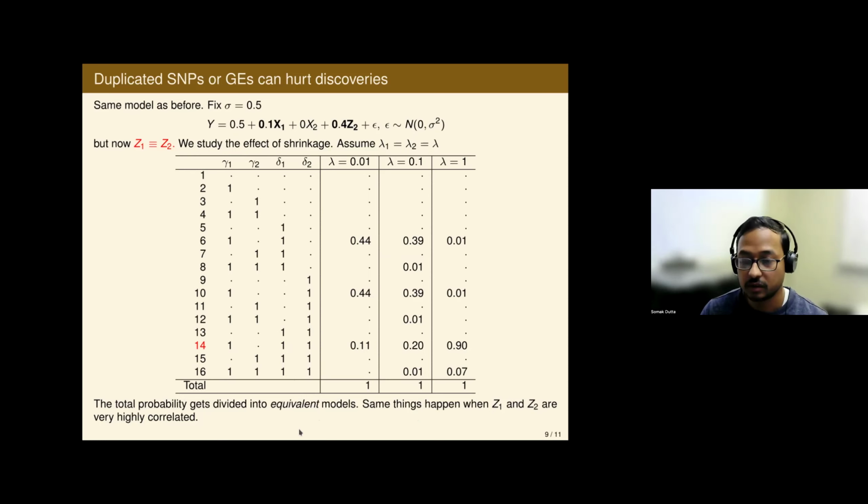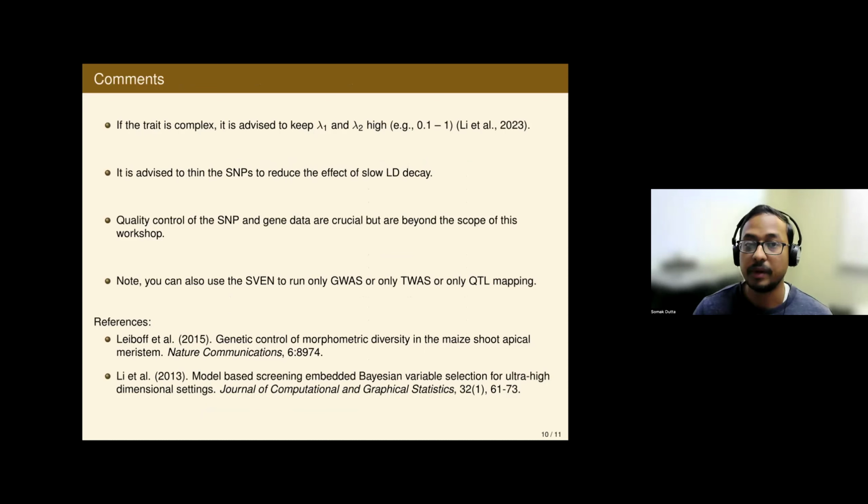In this kind of cases, what we learn is that we should use a high shrinkage in order to identify all the genes, both the genes, okay? So, comments or some takeaway messages: the first one is on how to choose these shrinkage values, lambda1 and lambda2.